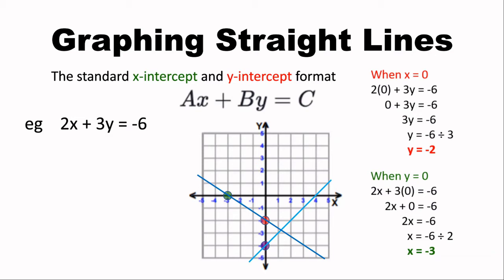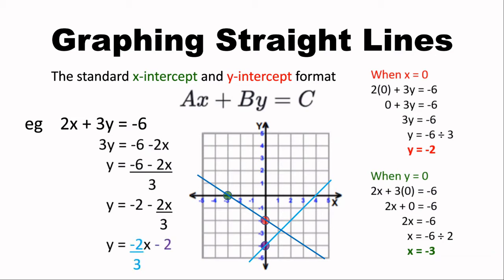So to get y on its own, let's first send the 2x to the other side. It was positive, so now it's going to become negative. Let's get the y completely on its own. There's a 3 multiplied by this y, so let's divide by 3. Now the -6 can divide by 3, but the negative 2x will simply be left over 3. So I have negative 2 minus 2x over 3. Now just to get this in the y equals mx plus c format, let's turn these terms around. y is equal to negative 2 over 3 x minus 2.